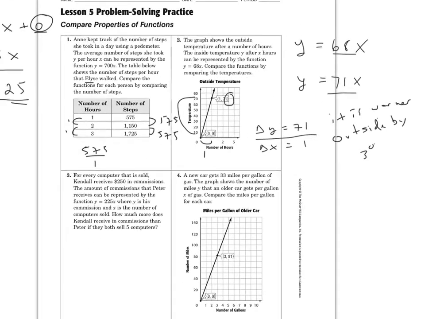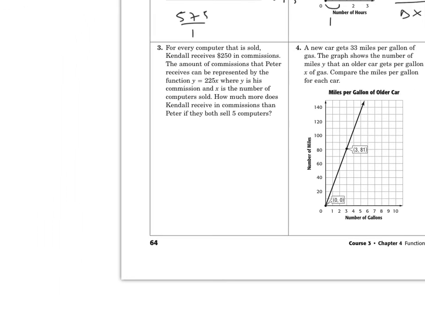Okay, now let's take a look at problem number 3. For every computer that is sold, Kendall receives $250 in commissions. The amount of commissions that Peter receives can be represented by the function 225x. How much more does Kendall receive in commissions than Peter if they both sell 5 computers? Well, Kendall's equation is y equals 250x, and Peter's is y equals 225x.